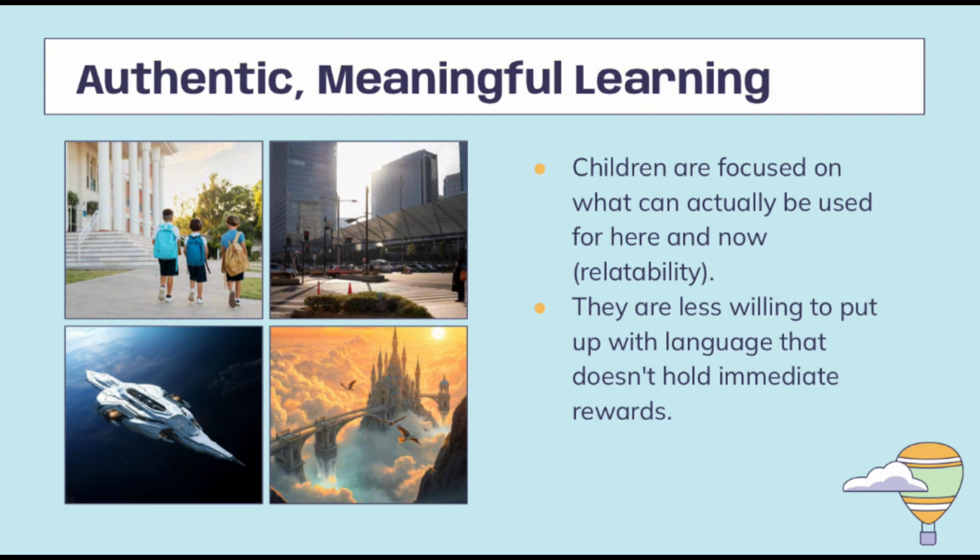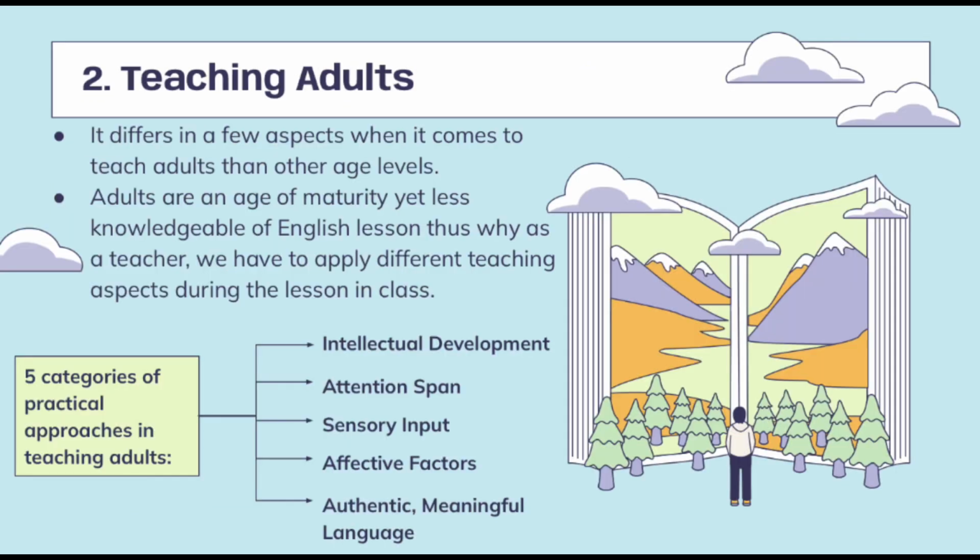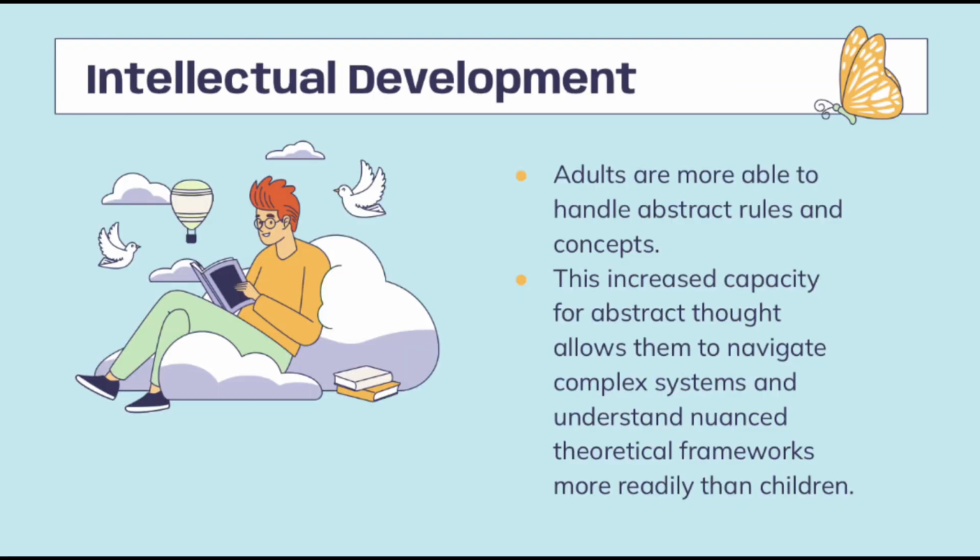I'll pass to Tisha. When teaching adults, the process is different compared to teaching children or teenagers. Adults are more mature in age, but many of them are still developing their knowledge of English. Because of this, teachers need to consider certain aspects that make adult learning unique. In this section, I will focus on three important categories: intellectual development, attention span, and sensory input.